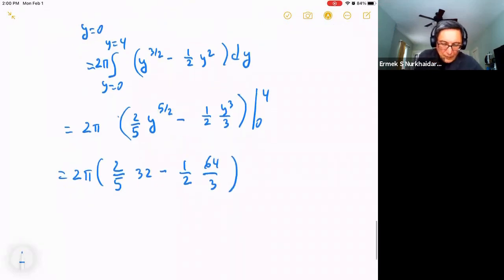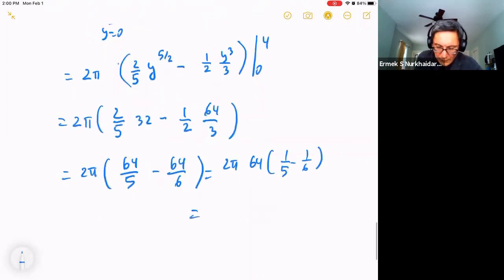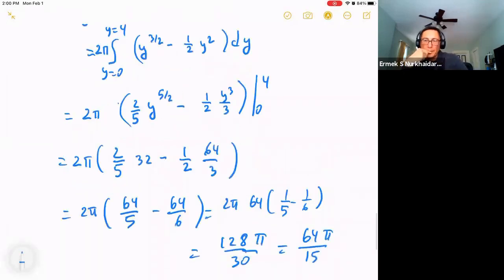Okay. So we have 2 pi times (64/5 minus 64/6). We get 2 pi, take 64 out and do 1/5 minus 1/6. So we're going to get 128 pi divided by 30. Maybe reduce it: 64 pi over 15. At least that's what I got. But again, I did that by hand. And when you get to this point, you probably want to double check all the calculations, because that's what I did when I did the calculation the very first time.